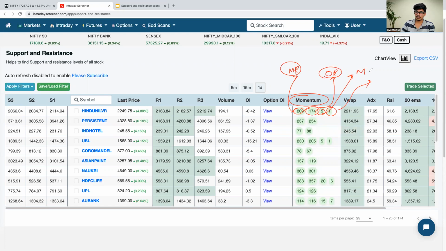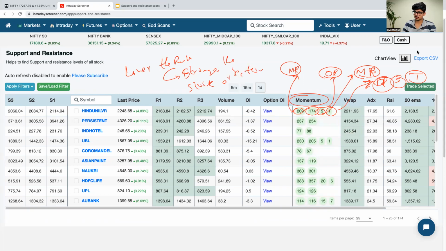So here we are discussing the momentum rank or momentum score of a sector. Here we are comparing the outperformance rank of a sector for the current trading day. So that is the difference between these two. What we need to keep in mind is very simple: lower the rank, stronger the stock or sector. That is the main concept behind it.